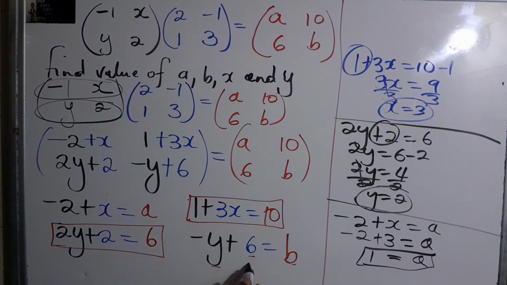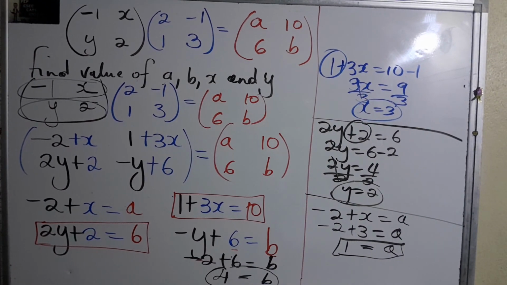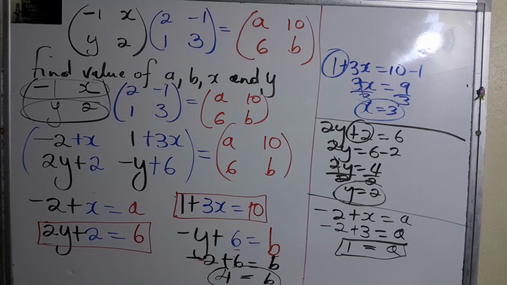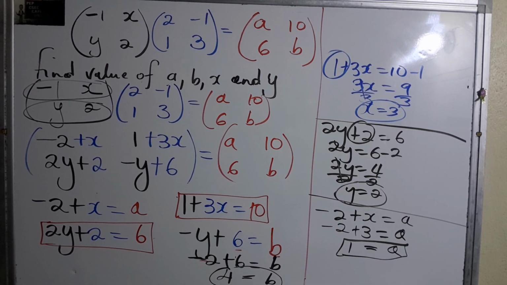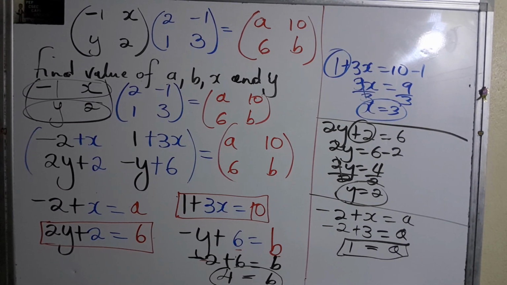Alright, let's find this one. We already know the value of y is 2, so we're going to substitute it right here. That will give us 4. So the value of b is 4. Oh, you can't see it, guys. Let me make you see that part. So we have negative 2 plus 6 is equal to b. Therefore, substitute the 2, so b is equal to 4.